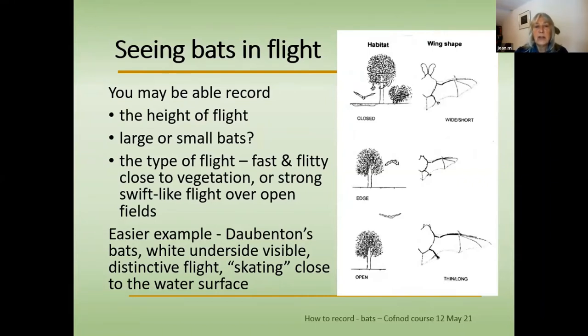And one of the easier examples, if you go somewhere like a still river or a lake and you see Daubenton's bats, they almost look like they're skating across the surface of the water, and you sometimes can see their underside is white. Whereas pipistrelles would be flying about, you know, 6 foot or so above the water. So those are some differences that you might be able to tell. And if you're submitting that information in the comments of a bat record, then it could indicate the species.